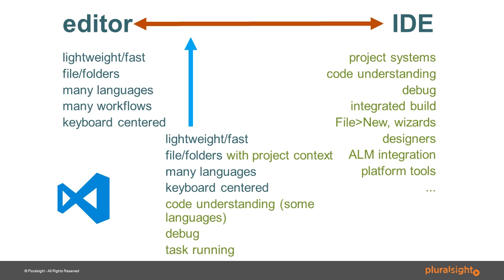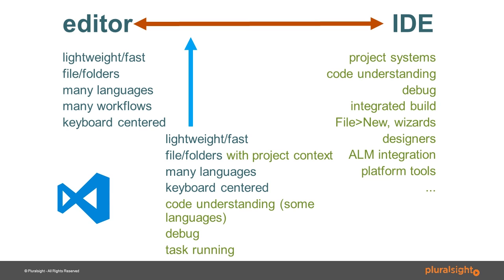So here's what I like to look at. The stuff on the left, like lightweight and fast with files and folders, but I want to have some project context about what my project means, but I don't want to have that project file or a solution file. I want to just open up and point at a folder and say, let's go. I want to support multiple languages because right now I do multiple languages. I do C# on the server or Node, and I use TypeScript, and then on the client I'm using Angular. And it's got to be keyboard centered because I like to fly through the keyboard without having to touch the mouse. Every time I have to touch the mouse, it really slows me down.